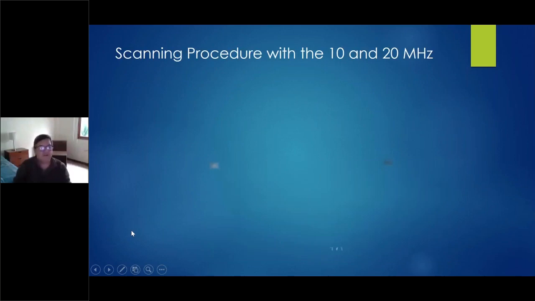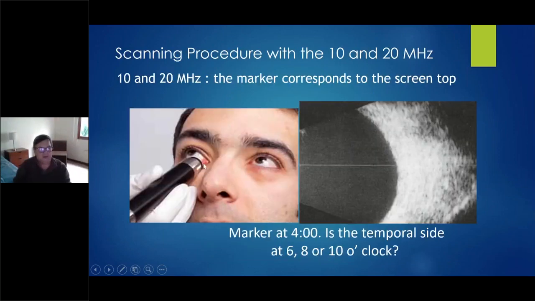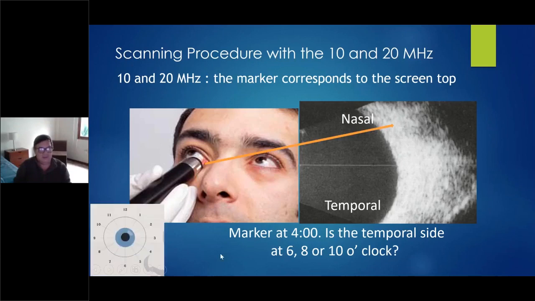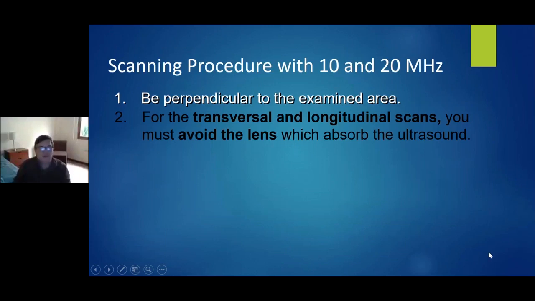Okay, let's see. Now the marker is at 4, and the question is: is the temporal side at 6, 8, or 10? If the marker is at 4, and this is nasal, temporal is the down part of the screen. That means if you are doing that, it's at 10 o'clock. Easy to understand. You must be perpendicular to the examined area.